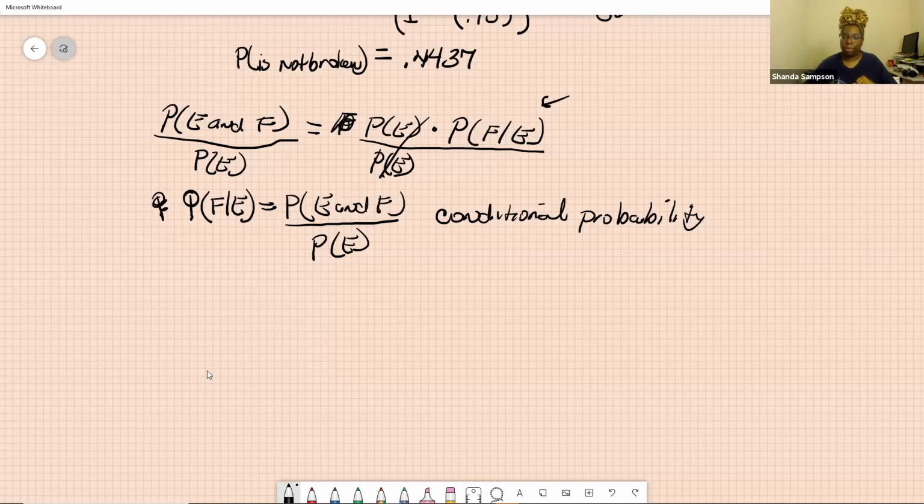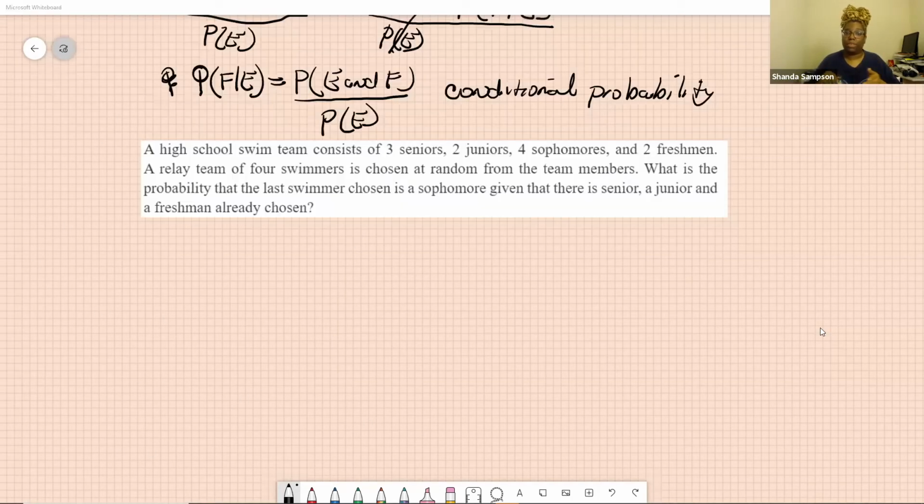Let's do an example. A high school swim team consists of 3 seniors, 2 juniors, 4 sophomores, and 2 freshmen. A relay team of 4 swimmers is chosen at random from the team members. What is the probability that the last swimmer chosen is a sophomore, given that there is a senior, a junior, and a freshman already chosen?